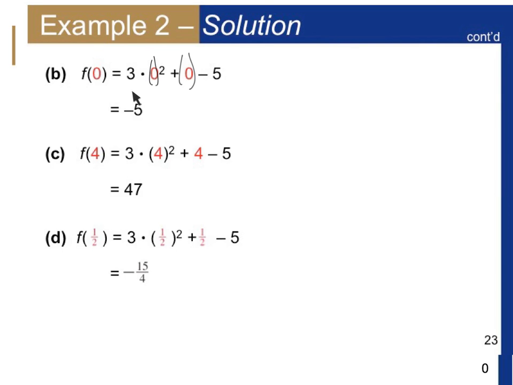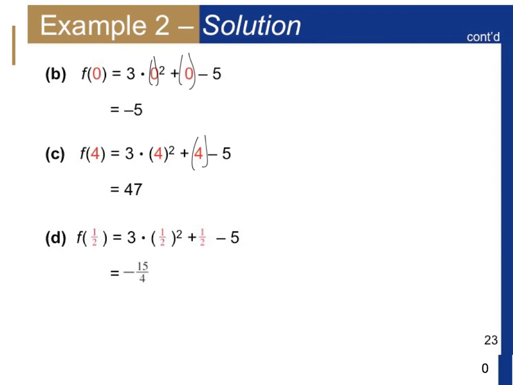Okay, f of 0, I put parentheses in here, but 3 times 0 squared is 0. Plus 0 is 0, and then minus 5 is minus 5. Okay, f of 4, 3 times 4 squared is 3 times 16, which is 48. Plus 4 is 52, minus 5 is 47. So you can see, actually let me put the parentheses there so we can see that we're putting 4 wherever we had our blank parentheses for f of 4.